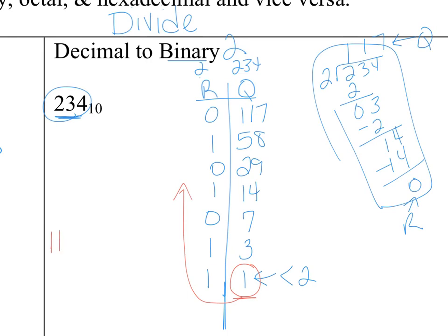So that means this 1 is here, so that's the first number in binary. And then 1, and then 1, 0, 1, 0, 1, 0. That is 234 in decimal, it's 11101010 in binary. That's all. So you just have to practice this to get used to it.